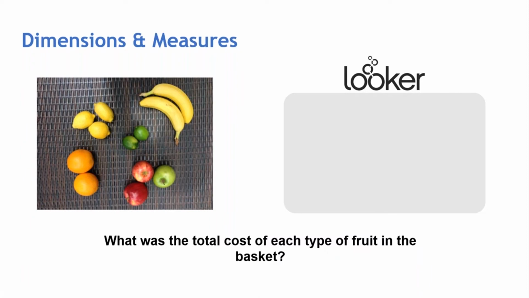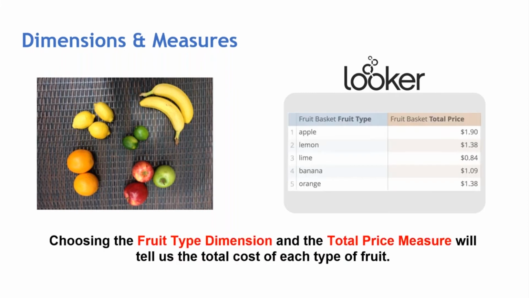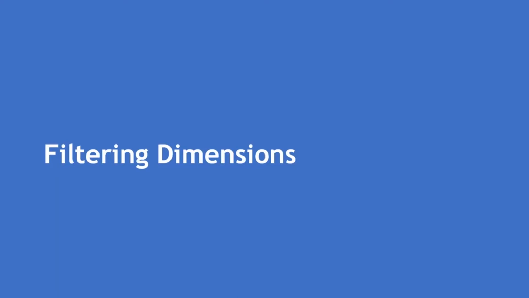So what was the total cost of each type of fruit in the basket? How do we answer this kind of question? So this is again easy. We will use fruit type with the total price. So total price of apple, it groups by the apple record in the fruit type column, and it will give you the total price for each of the fruits. So here again we have the unique records. So using the fruit type dimension and the total price measure will tell you the total cost of each type of fruit.